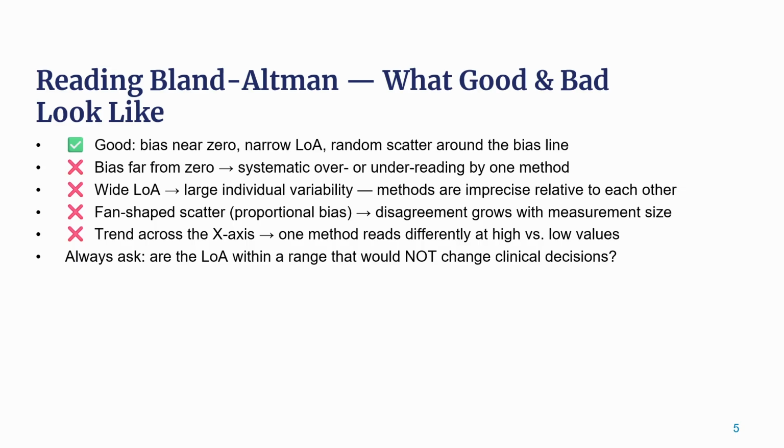Fan-shaped scatter is a specific warning sign. The dots spread out at higher values. This tells you the methods agree well for low measurements, but diverge at high ones. For blood pressure, this would mean they agree in normotensive cats, but disagree in hypertensive ones, exactly the population where accurate measurement matters most. The bottom line question is always, given these limits of agreement, could using this new method instead of the reference standard change my clinical decision for an individual patient?